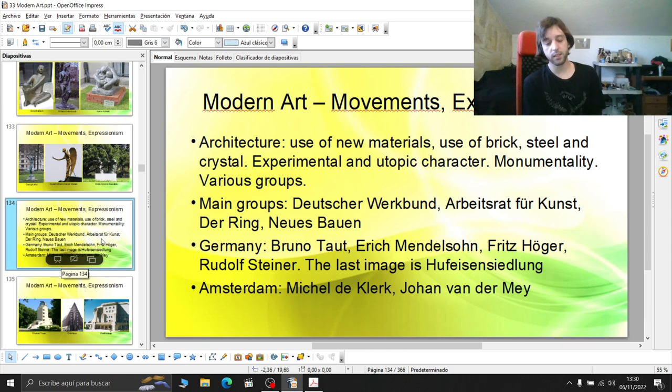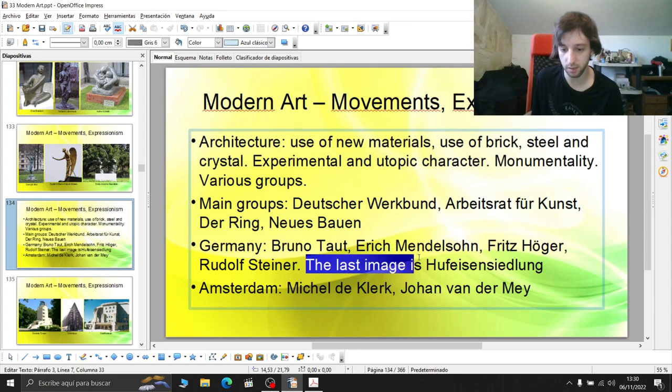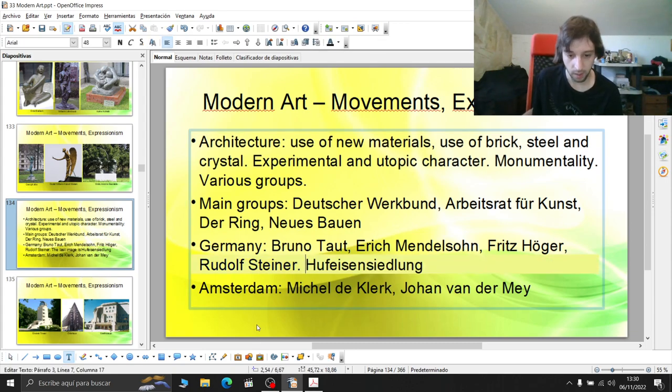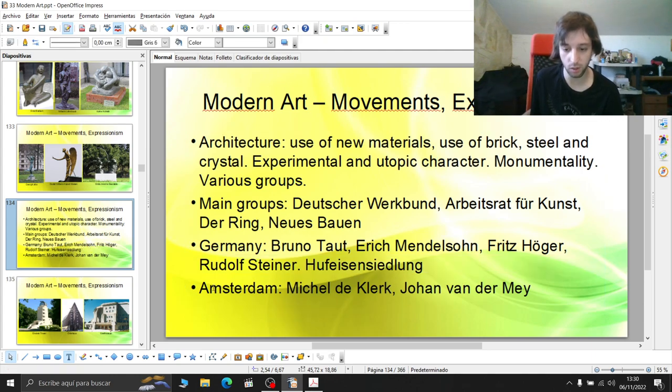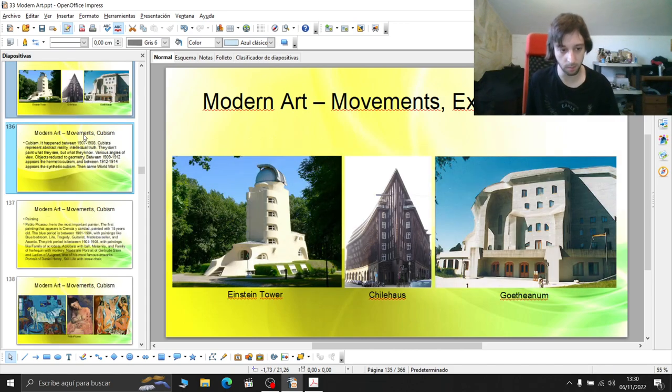And finally, architecture: use of new materials, use of bricks, steel, and crystal, experimental and utopian character, monumentality, and various groups. Main groups: the Deutscher Werkbund, Arbeitsrat für Kunst, Der Ring, and Neues Bauen. Germany with Bruno Taut, Erich Mendelsohn, Fritz Höger, Rudolf Steiner, and Hufeisensiedlung. Amsterdam with Michel de Klerk and Piet Kramer. Here you see examples of everyone.